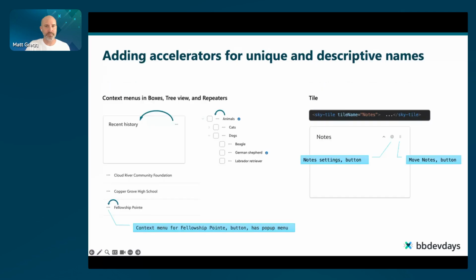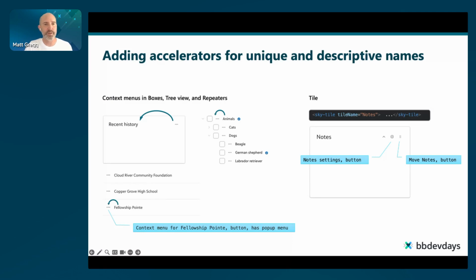And that's an idea that started to make its way into a few more components as well. So we started to build these accelerators to help assistive technology users get unique and descriptive names. Often a UI element's visual label is understood by its context. Some other examples where this is happening already today are boxes, tree view, or the repeater list. In the case of the repeater list down here at the bottom, when you include a context menu in that list, it's automatically going to build that accessible name for you with what's in the list. So context menu for fellowship point in this example, or box does the same thing.